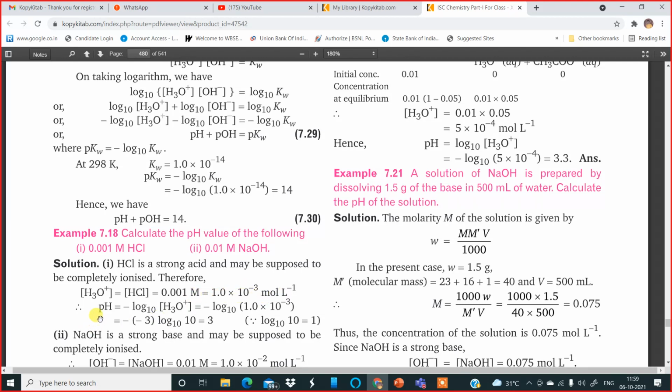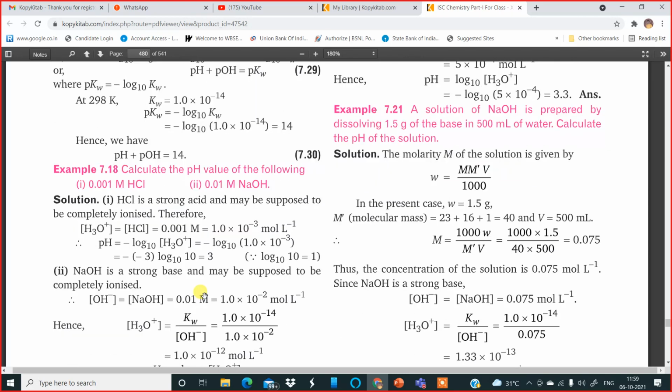So applying the formula, pH is equal to the negative logarithm base 10 of the concentration of hydrogen ion. Putting the values over here, we get the value of pH of hydrochloric acid to be equal to negative of negative 3 log 10 base 10, that is coming to 3, since log 10 value is 1.